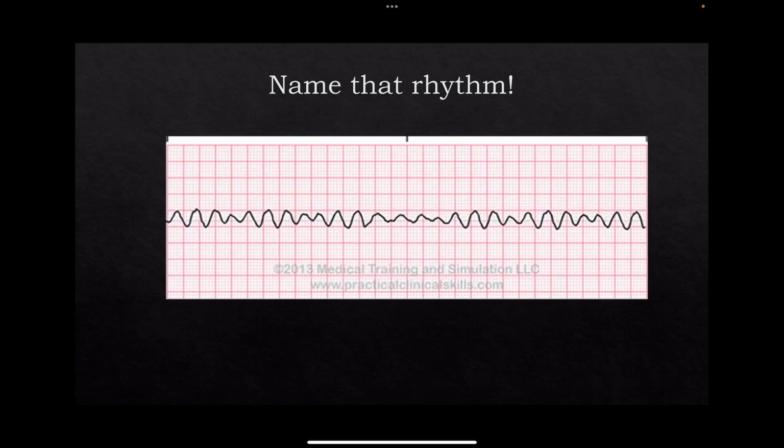Okay. Not AFib. Not A flutter either. This is VFib. This is coarse VFib. Okay, it's coarse because it's very coarse looking. Fine VFib is like this. That's fine VFib. This is coarse VFib, but it's still VFib.